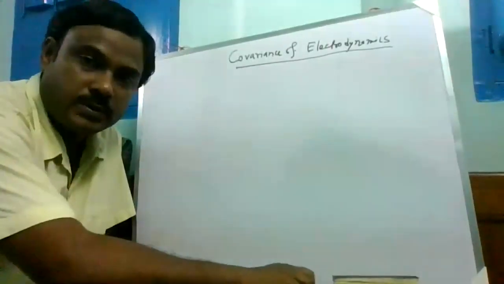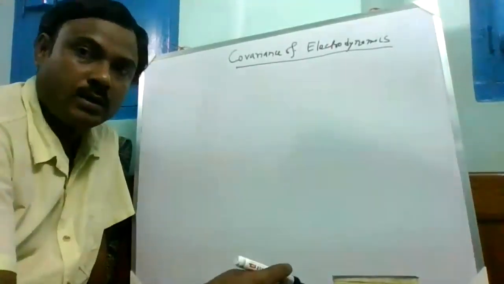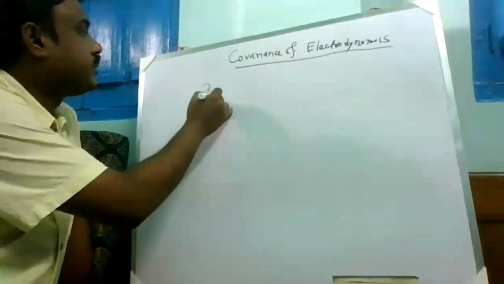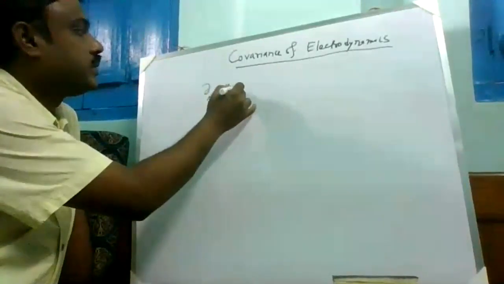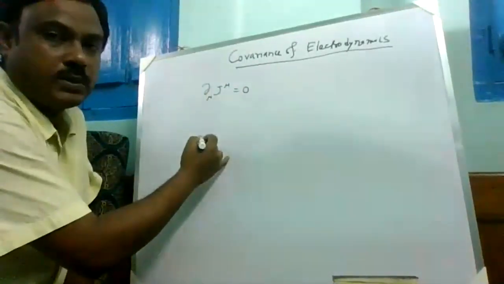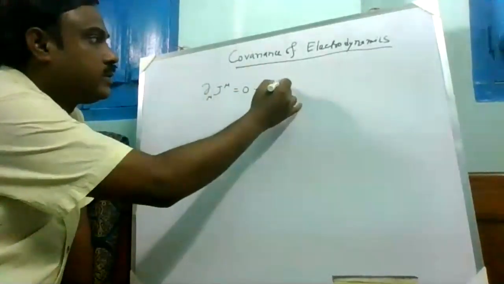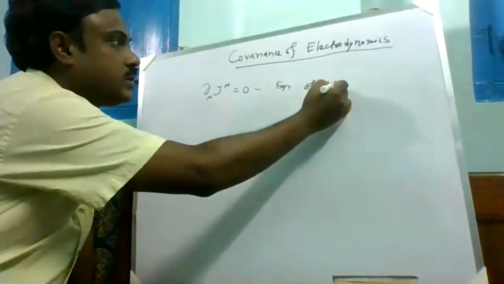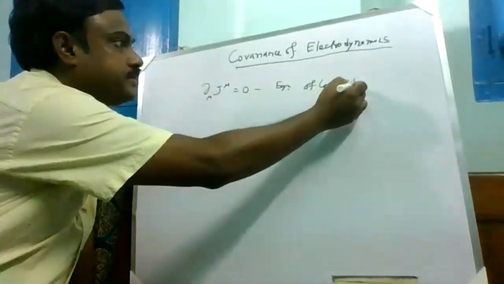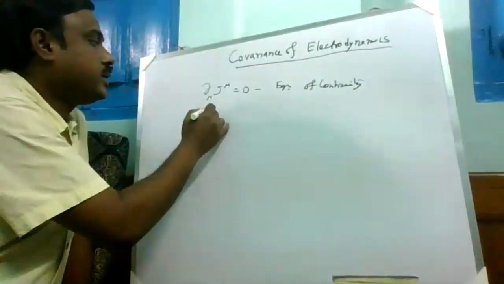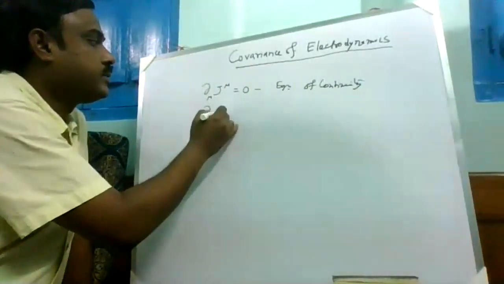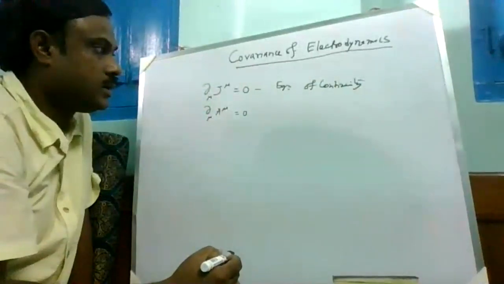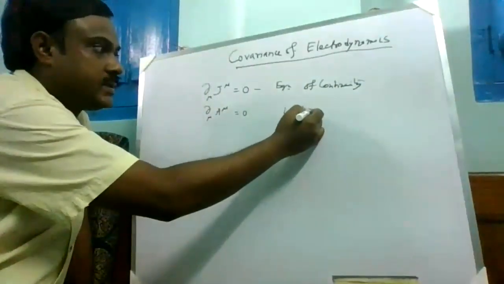And these forms, if you can remember, are in this way: del mu j mu equals 0. This is the equation of continuity. And Lorentz gauge condition: del mu A mu equals 0. The Lorentz gauge condition.